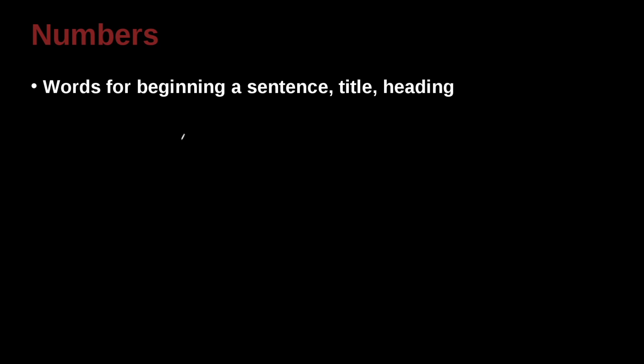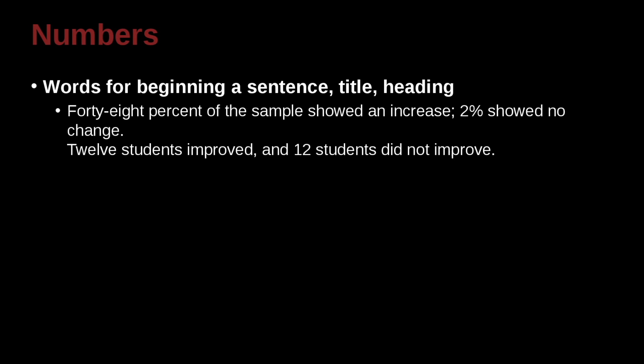If you're beginning a sentence, if you're going to write a title, or if you're going to write a heading, in that case, you must spell out the word. As in this case, it's the first word in the sentence. 48% of the sample showed an increase; 2% showed no change. So here we have an example of a semicolon.